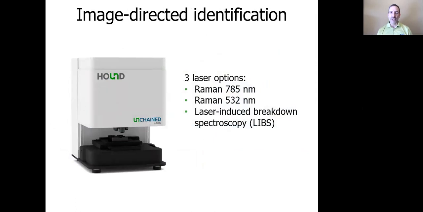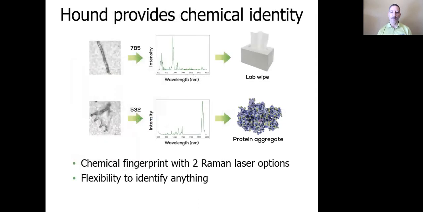For identification, Hound uses primarily Raman-based spectroscopy. So Hound can have 2 different Raman lasers in it at 785 and 532 nanometers, and also laser-induced breakdown spectroscopy, or LIBS, which is used a lot for elemental analysis.